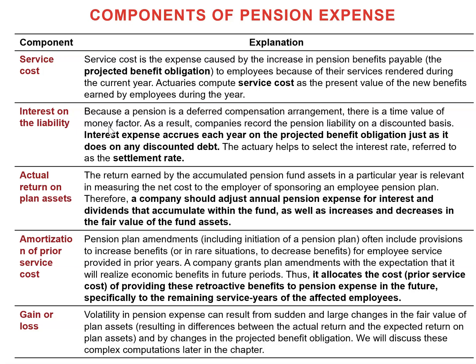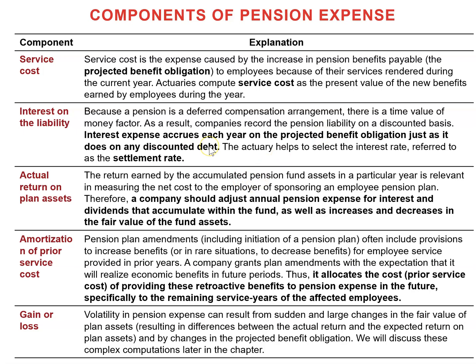we also need to calculate the interest expense, and that interest expense is based on a rate that the actuary also helps to calculate and determine. We call it the settlement rate. Interest expense also increases the pension expense. And for this chapter, you don't need to calculate any present value using any present value factor. All numbers will be given. Interest rate, service cost, all will be given.